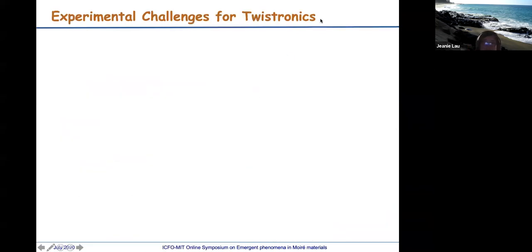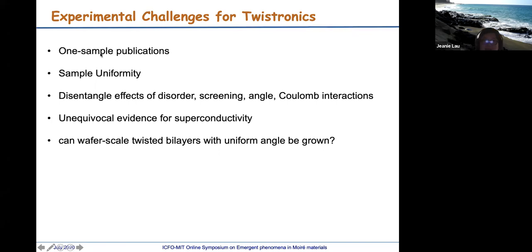But I think there is an experimental challenge, as we see for twistronics. I'm sure there are many challenges, both theoretically and experimentally. For example, one thing is the so-called one-sample publications, of which my own group is guilty. It seems to have been somewhat common in this field. Experimentally we know that it's hard to make a sample at the exact same angle again, and some of the features might be sensitive to the angle. So how do we control the angles precisely and reproducibly? I think that remains a challenge.